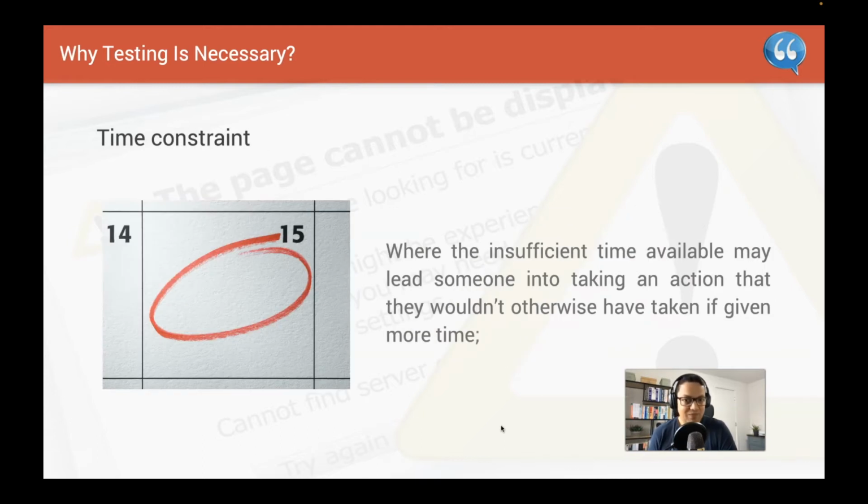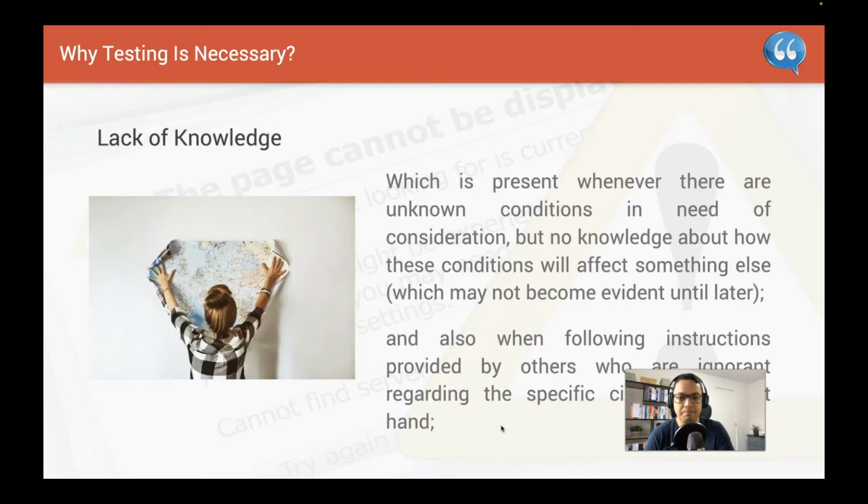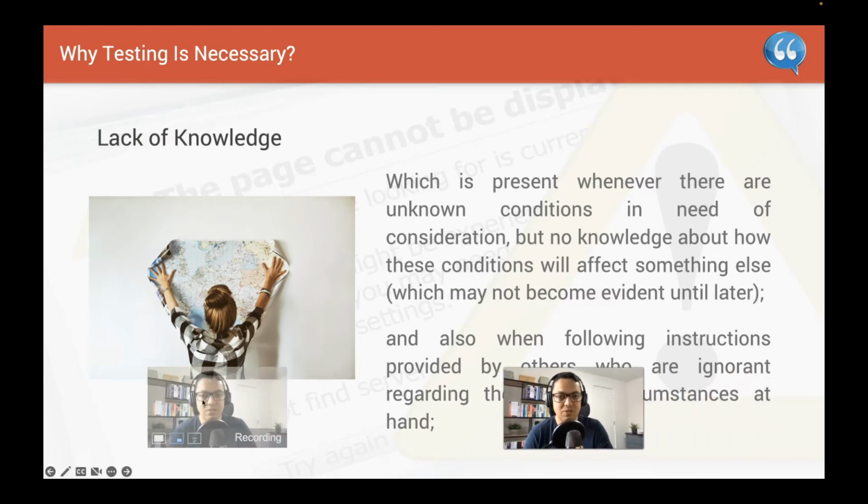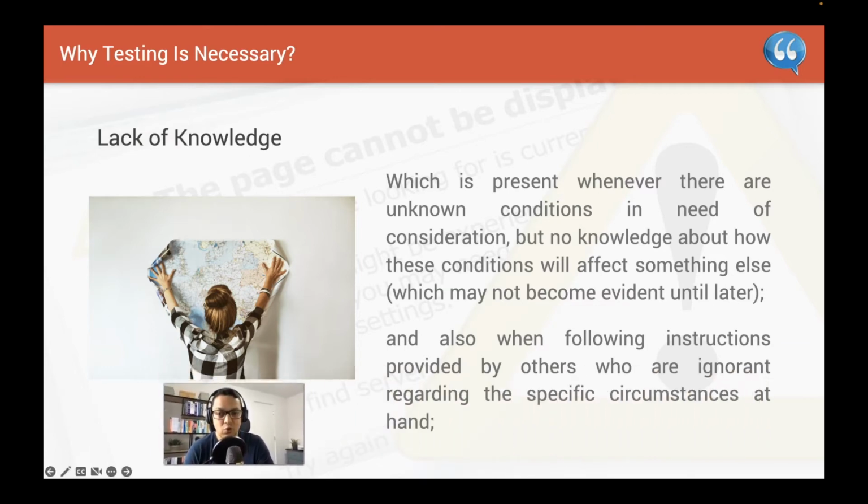Time constraint. This is, I guess, one of the most used words when we're testing. You don't have time. Insufficient time may lead someone to take an action that they wouldn't do otherwise if they were given more time to do it. Lack of knowledge. Yeah, there will be circumstances and situations that you don't know. You simply don't know. You can't know everything.